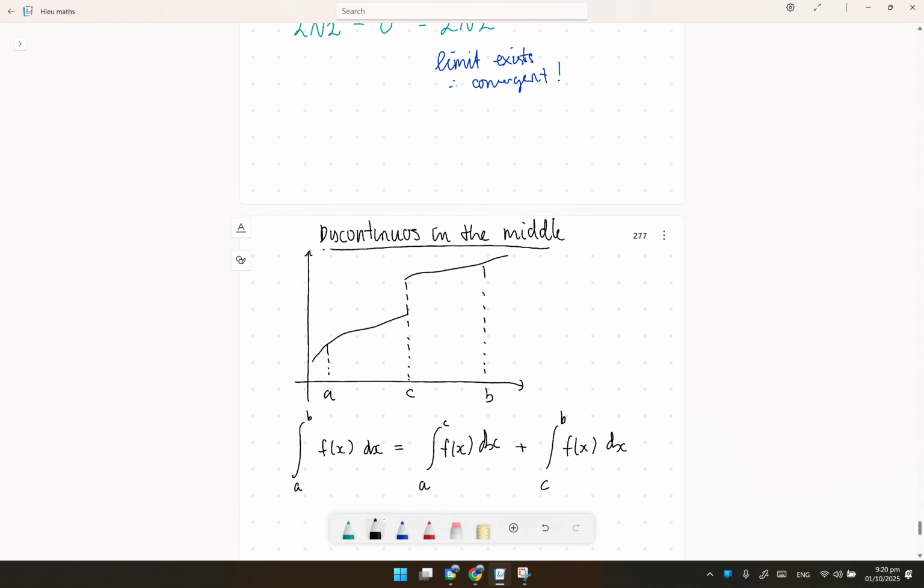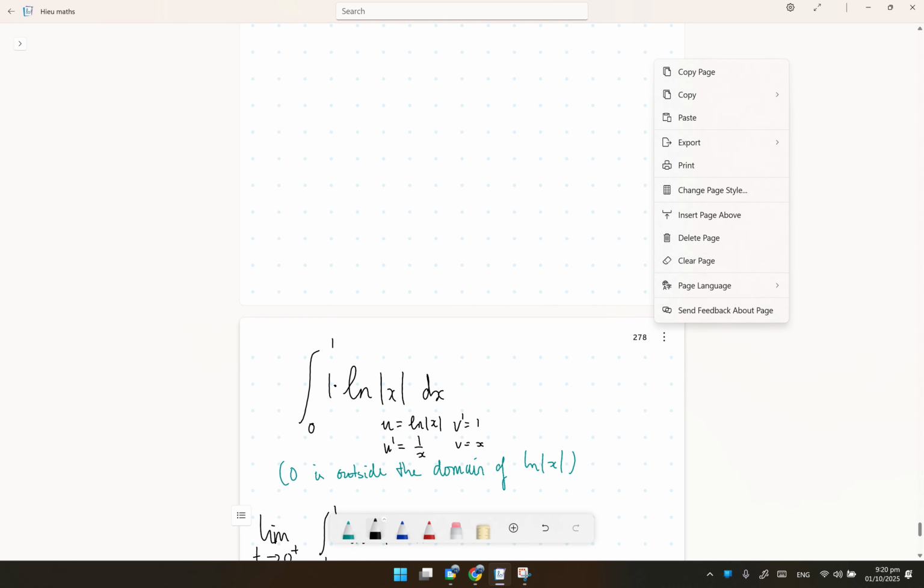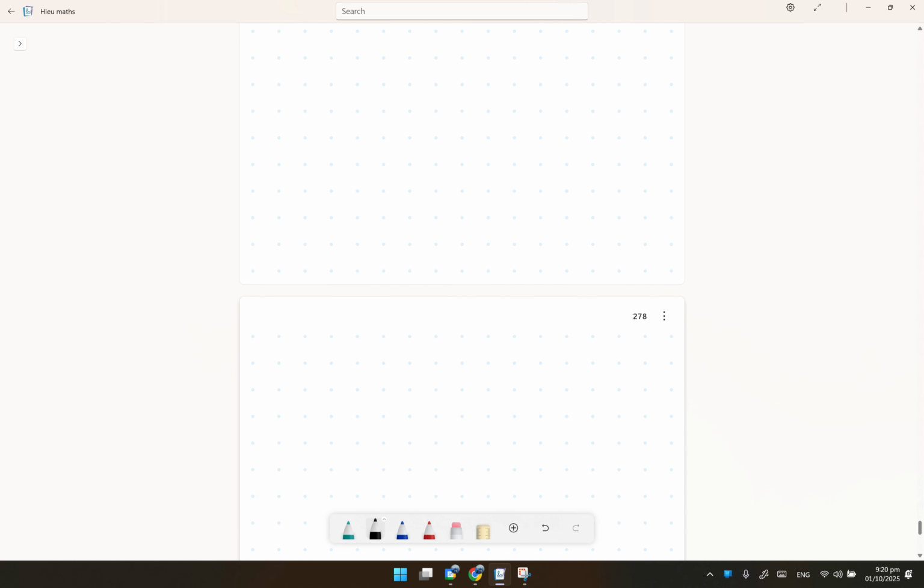Okay, so next example, we have this one where we have the integral from 0 to 1 of ln x dx. So this one is interesting, and you're going to see why. So let's do 0 to 1 of ln x dx. And if you don't know the integral of, actually, let's do this really quick. Let's rewrite this. Let's think about it first.